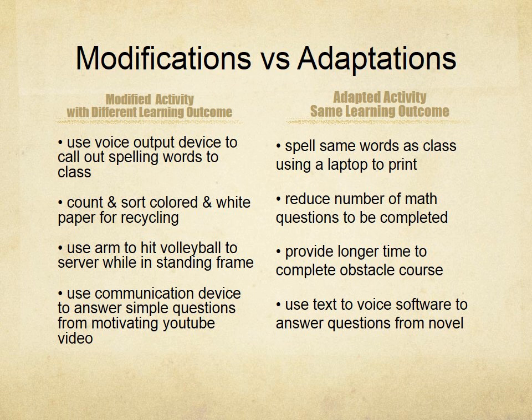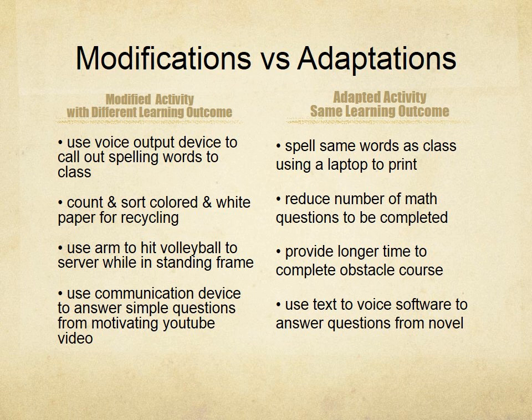Well, these are activities with different learning outcomes, and I've given you some examples here. So for instance, the person might be using a voice output device to call out spelling words to class. So their job, or their learning objective, is practicing using their switch on their voice output. They may be counting and sorting colored or white paper for a recycling job.